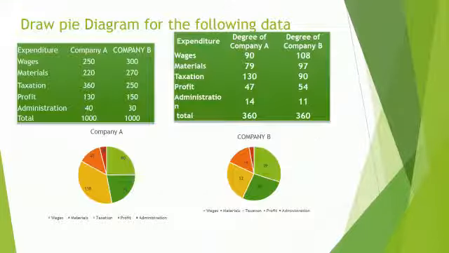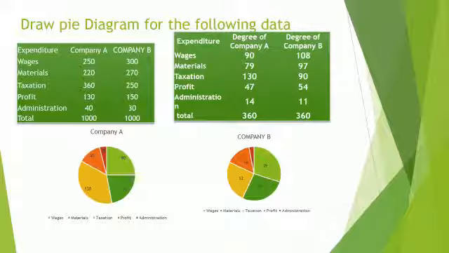I will explain the pie diagram with an example. The components are the expenditure items, for company A and company B: wages, materials, taxation, profit, administration, and their values. You have to draw a pie diagram. For company A, draw a separate pie diagram. For company B, you have to draw a separate pie diagram.